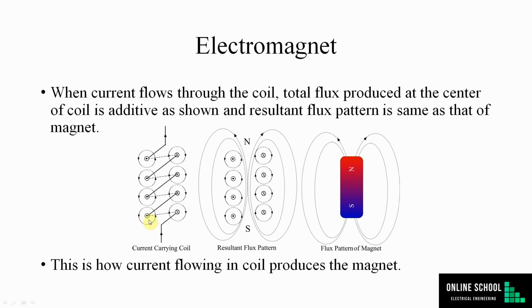If we reverse it, and insert the current from this direction and current leaves from this point, it will oppose. So the N pole and S pole will change. So not only the direction of current, but how we wind the coil also matters for the direction of the N pole and S pole.